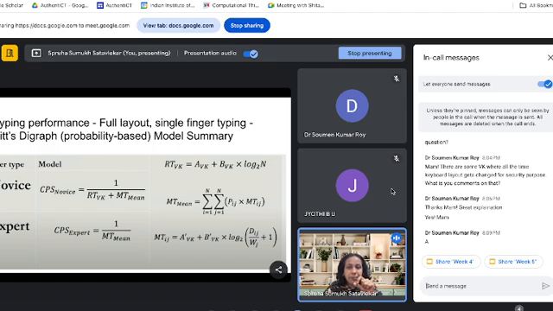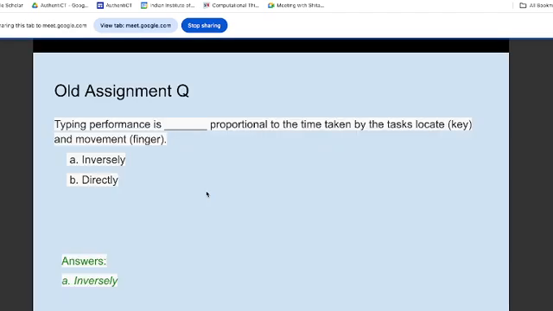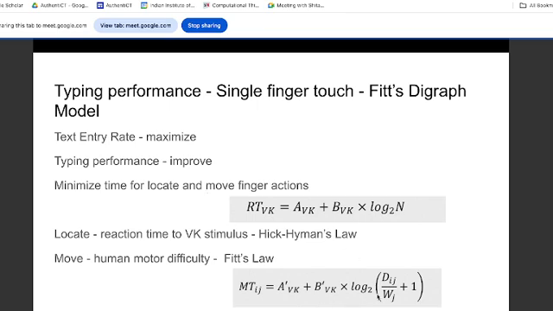Now this MT is the mean movement time. Movement time was given by this initial equation, this one, ij.